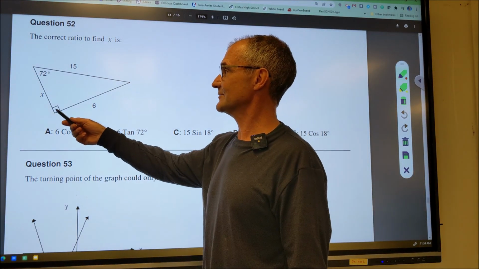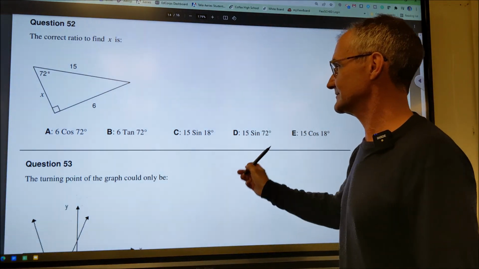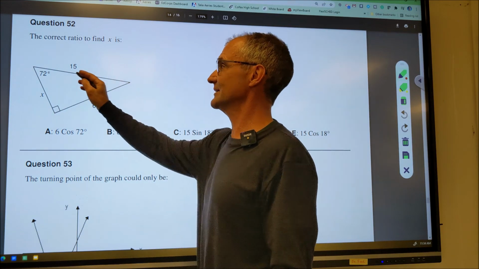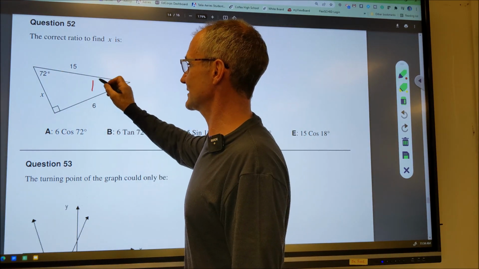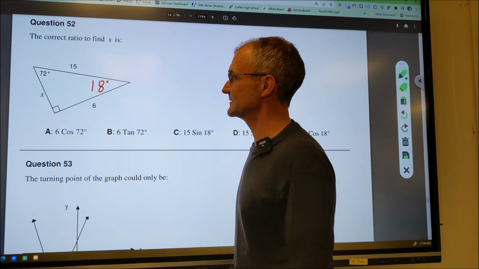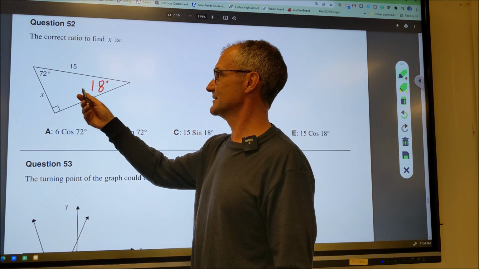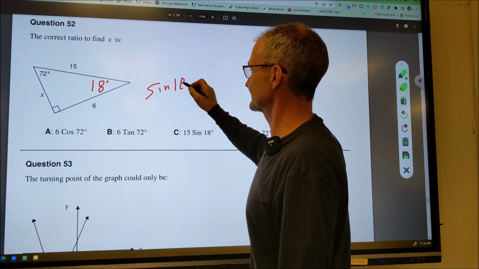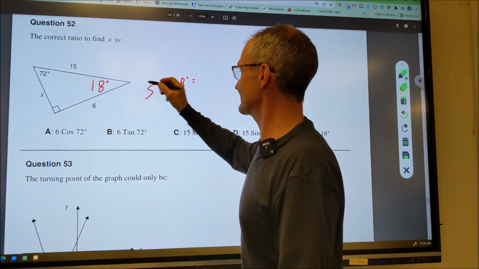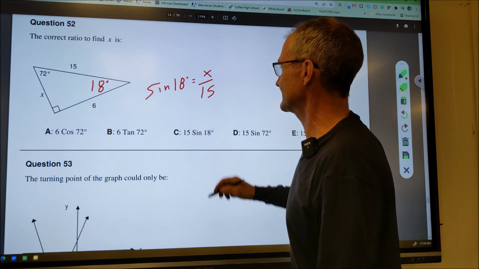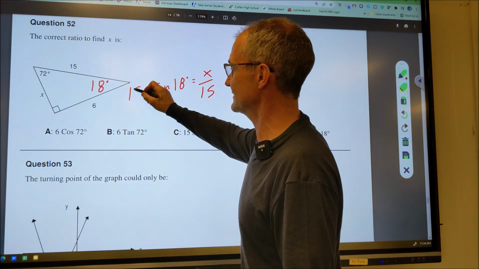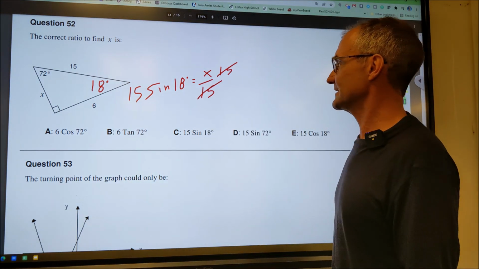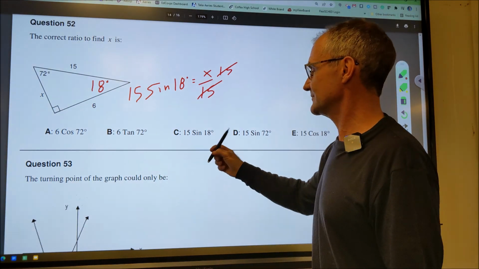All right, question 52. I see a right angle, right triangle trig. I look down here, it's all right triangle trig. I think first thing I'll do is I see that these two angles right here have to add up to 90. They're complementary, so that has to be 18 degrees. If I'm looking for x, I think I would use sine. So I would say sine of 18 degrees is equal to the opposite over the hypotenuse, x over 15. I multiply both sides by 15, and I could see that x, the missing side, is 15 sine of 18. And I could see it right there.